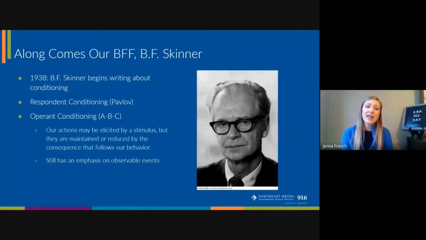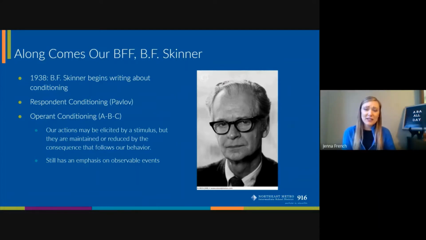In 1938, he began writing about conditioning. So there are two different types of conditioning. One is learned and one is unlearned. The respondent conditioning is not learned. It's more of an association between a stimulus and our biological response. And that was something that Pavlov studied with the salivating dogs. Those of you with psychology backgrounds might be familiar with that.